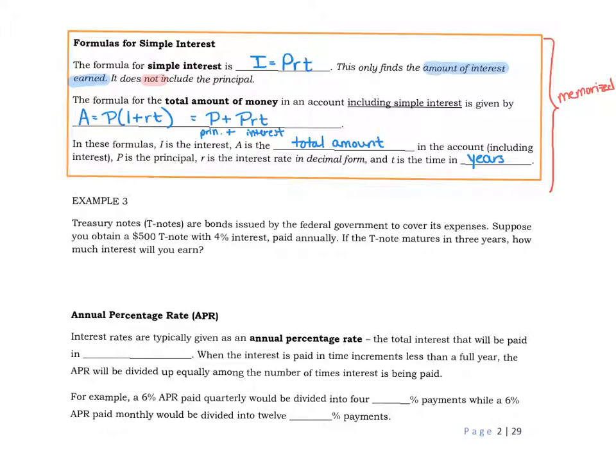Treasury notes, or sometimes called T-notes, are bonds issued by the federal government to cover its expenses because, well, clearly our tax dollars are not enough. So let's say you get a $500 T-note with 4% interest paid annually, and it matures in 3 years. How much interest will you earn? So interest is the principal times the rate times the time. So that's the $500 at 4% interest for 3 years. You will earn a whopping $60 in interest over those 3 years.